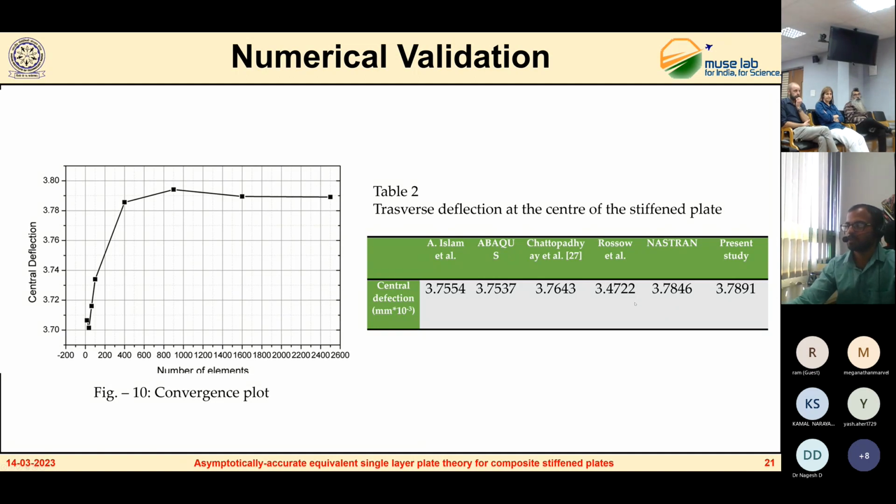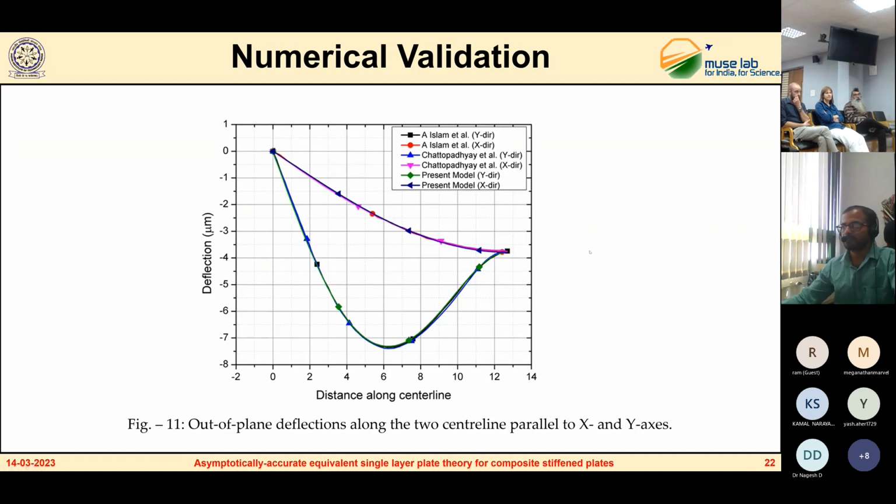Also, I have compared the displacement of the plate along the central line of the structure. So here is the plot for this analysis. Here also I have compared these results with the results available in the literature. Here we can see that the present approach is in very good agreement with the results present in the literature.